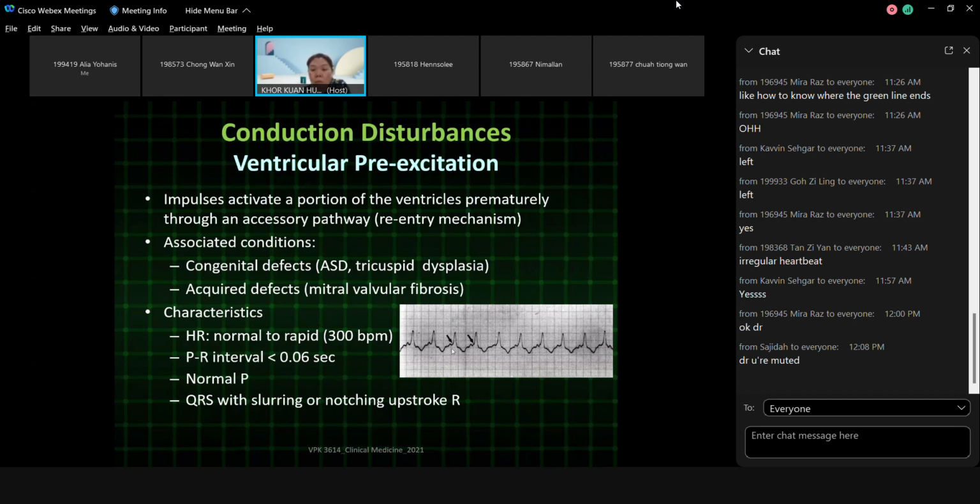Okay, but then you still get a normal P, the P is there. Okay, except for this one, I cannot see, but the P is there. But surely a lot of the time it looks uncertain. Okay, and then there is a slurring or notch. The notch upstroke, I think it refers to this one. Then the QRS slurring is referring to this one. Okay, coming down.